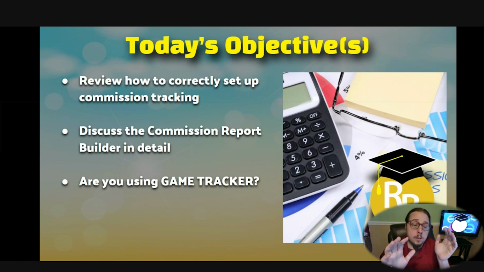Then we're going to talk about the commission report builder specifically in detail today, because that is your go-to report to get on-demand flexible commission numbers. And if time permits, and I suspect that it will, at the end of today's session, we are going to very quickly talk about a feature that is often overlooked, and it's a quasi-commission feature. The report is run through the commission reports, but it's the game tracker feature.